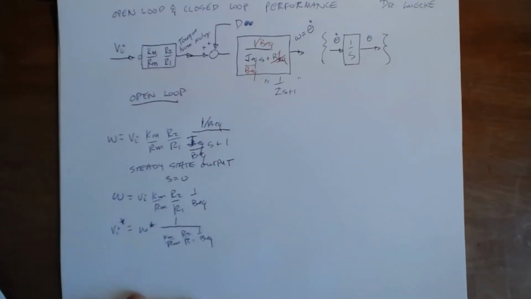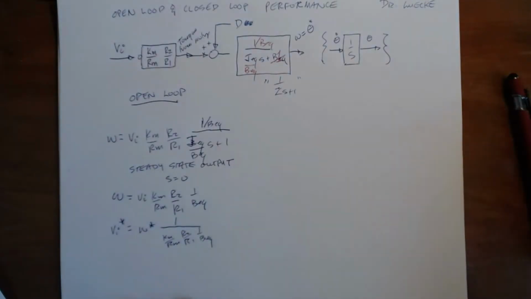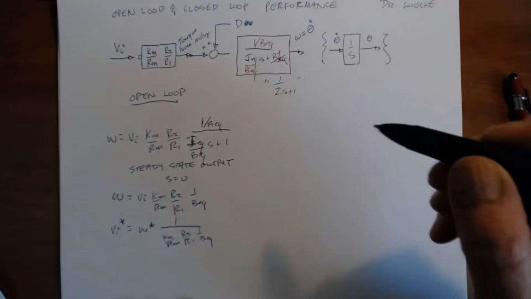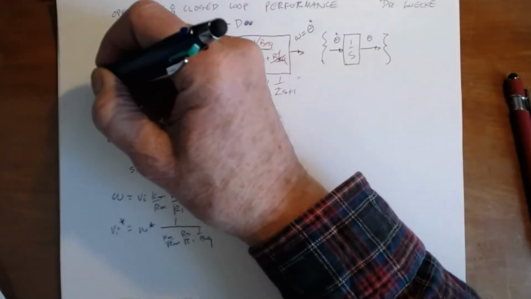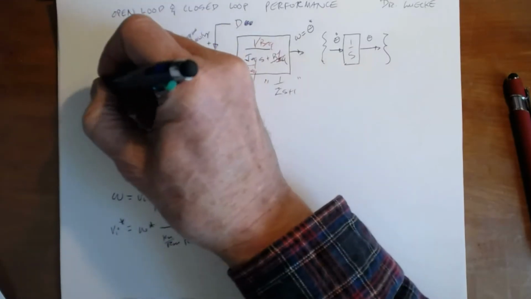It's perfect. And now I'm going to make a slightly different change. I'm going to add something to this open loop block diagram. And I'm going to say that this is going to be my omega star.